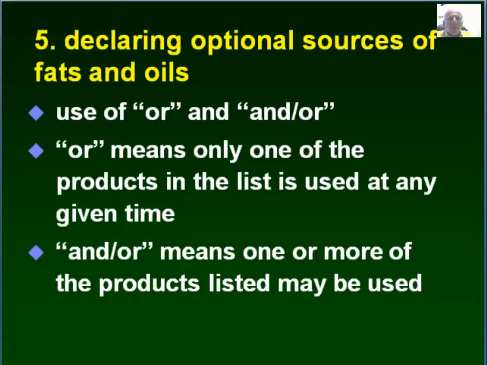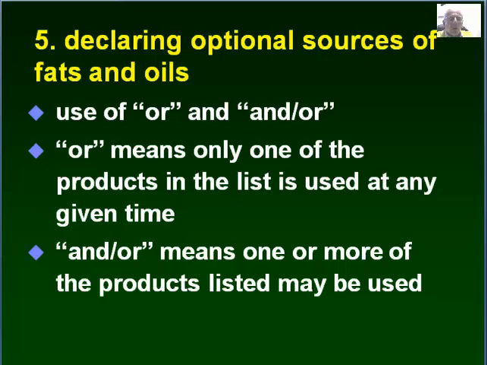You also see, if you look at labelings very closely, the use of the terms "or" and "and/or." So if you see "or" in the ingredient list, that means that only one of the products in the list is used at any given time. So if the ingredient list says corn oil or canola oil, that means at any given time they're either going to use corn oil in that product, or instead of corn oil, maybe canola oil.